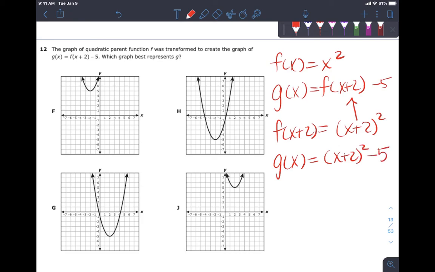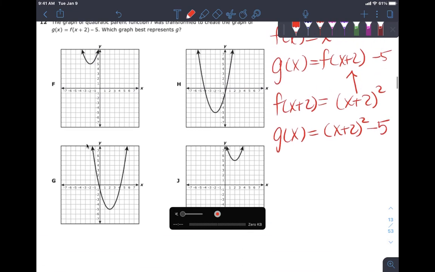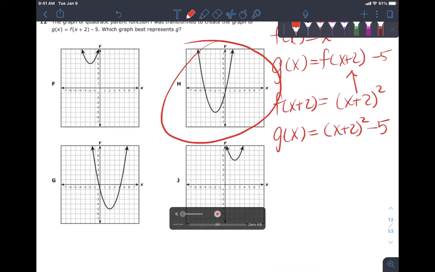Notice this is in that transformation form. So we know it's going to be 2 to the left, 5 down. So I can look for 0, 0, 2 to the left, 5 down. That one matches. So if I go down here, 0, 0, 2 to the left, 5 down, nope. 0, 0, 2 to the left, 5 down, nope. So my correct answer should be H.